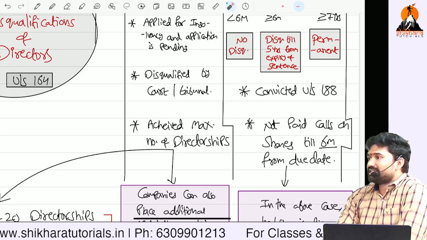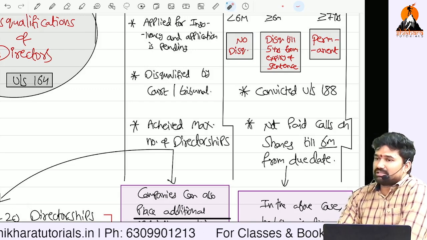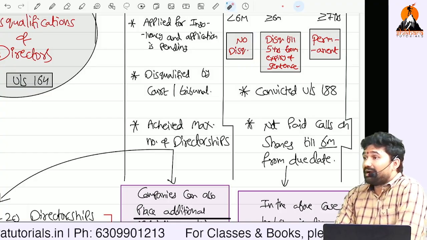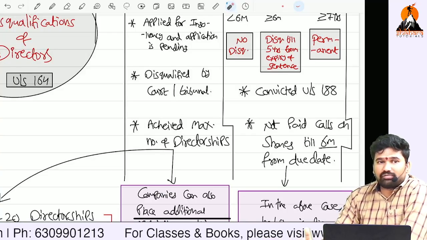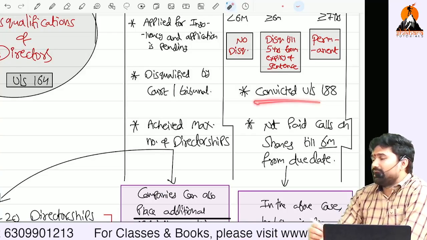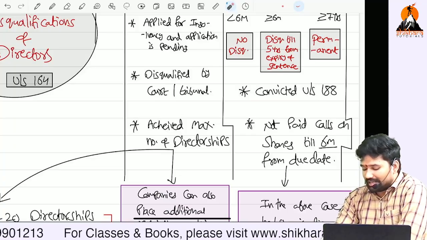Next one, convicted under section 188. 188 is a very important section which talks about related party transactions. In related party transactions, you made some scams or frauds and were convicted. Then also you are disqualified to act as a director.